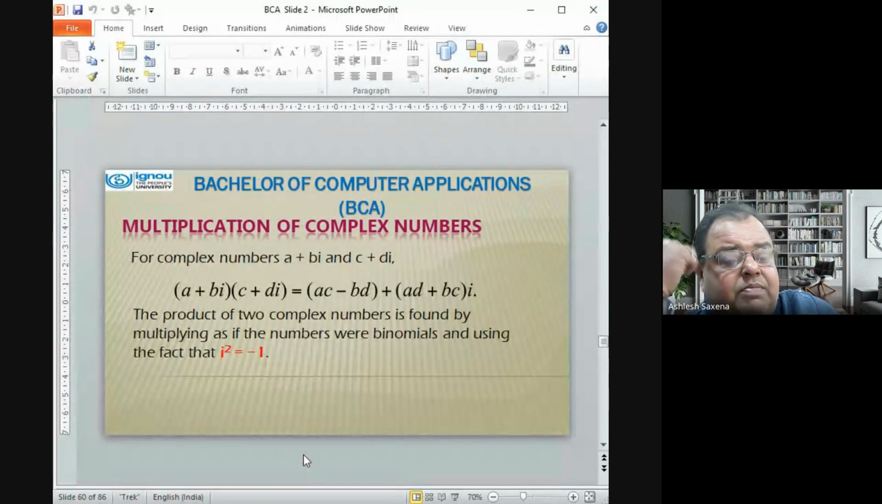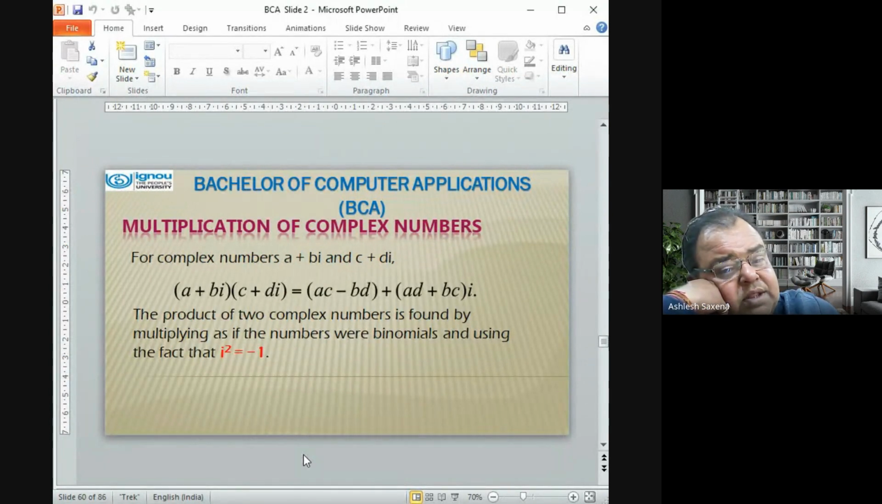Now, if we talk about multiplication, again the two numbers are there, A plus iB and C plus iD. We have to multiply. What do we do? We multiply the first bracket with the second. We multiply A with C and A with iD, so we will get ADi. Second, B into Ci, BCi, plus BD i square. i square is minus 1, so you will be left with minus BD.